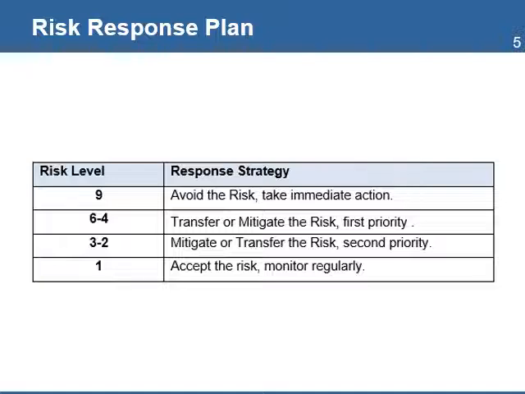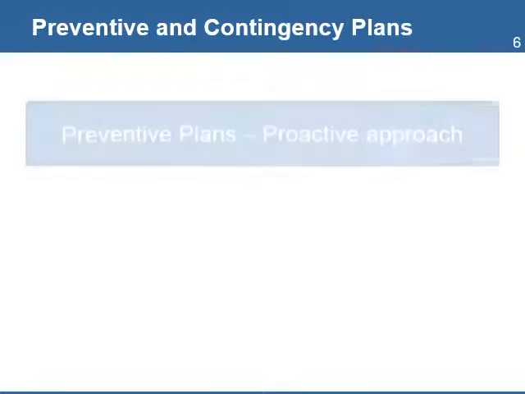For risk with levels between 3 and 2, the strategy is to mitigate or transfer the risk. This is your second priority. For risk with a level of 1, the best strategy is to accept the risk. Sometimes the costs to mitigate are higher than the impact of the risk on the project.